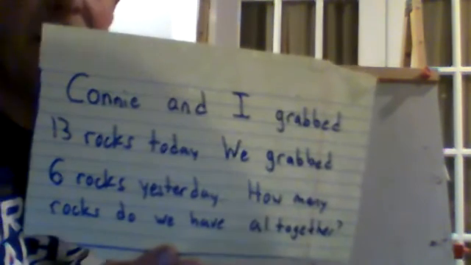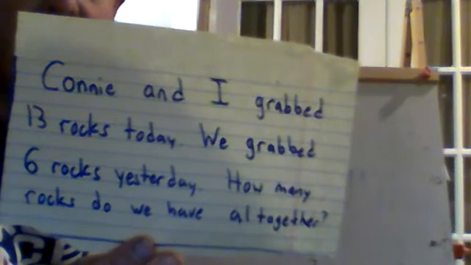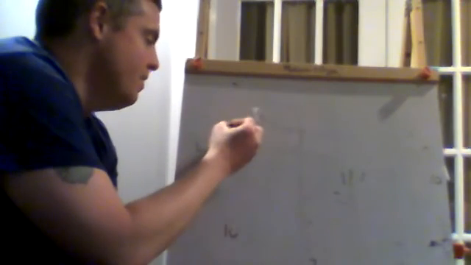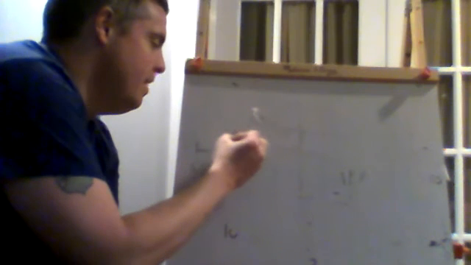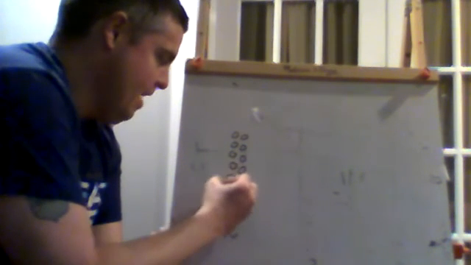So this is like real life stuff, right? Connie and I grabbed 13 rocks today. We grabbed 6 rocks yesterday. How many rocks do we have all together? Now, I could just do it. I can grab rock. I can draw a rock. 1, 2, 3, 4, 5, 6, 7, 8, 9, 10, 11, 12, 13.